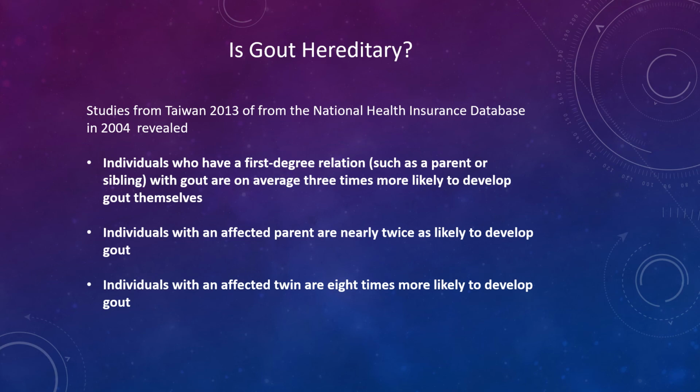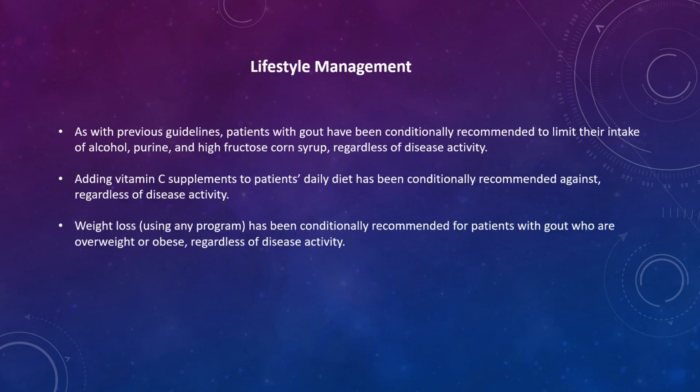Is gout hereditary? Well, from Taiwan in 2004, it was shown from the National Health Insurance Database that individuals who have first-degree relatives, such as a parent or sibling, are on average 3 times more likely to develop gout. Individuals with an affected parent are twice as likely to develop gout, and individuals with a twin are 8 times more likely to develop gout. But you have to keep in mind that dietary habits can follow family members.